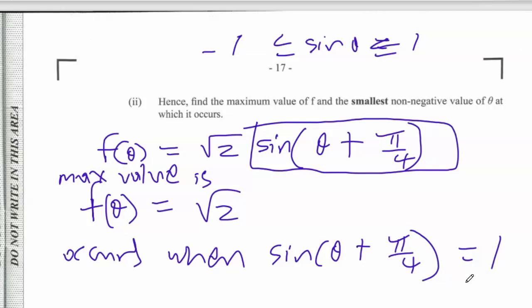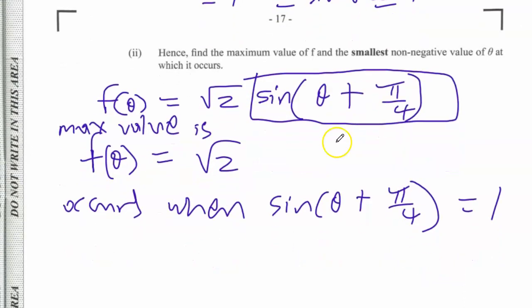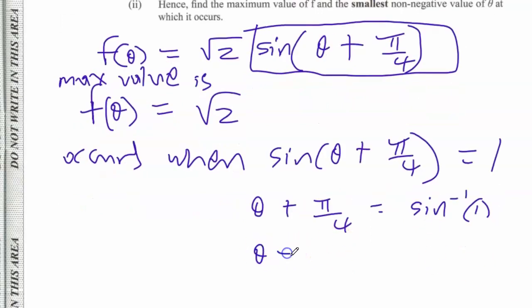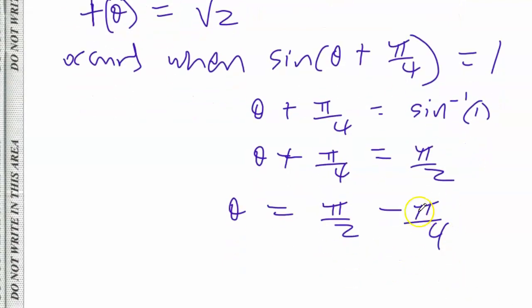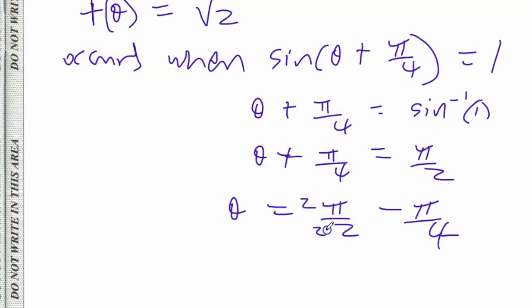When sine of theta plus pi over 4 is equal to 1, it means that theta plus pi over 4 is equal to sine inverse 1. Sine inverse 1 is pi over 2, equivalent to 90 degrees. Therefore, theta is pi over 2 minus pi over 4. To subtract, we get a common denominator by multiplying by 2. So it's 2 pi minus pi, that's pi, over the common denominator, 4.